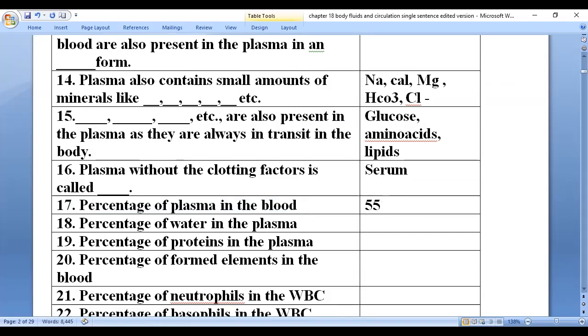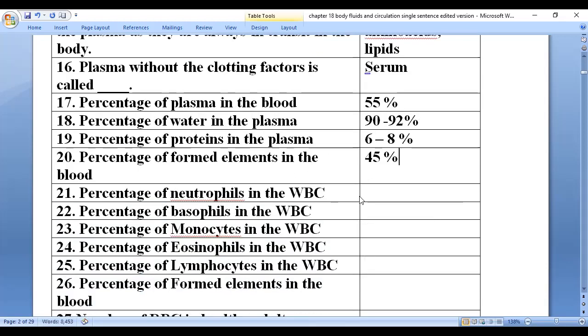Percentage of plasma in the blood, 55%. Percentage of water in the plasma, 90 to 92%. Percentage of proteins in the plasma, 6 to 8%. Percentage of formed elements in the blood, 45%.